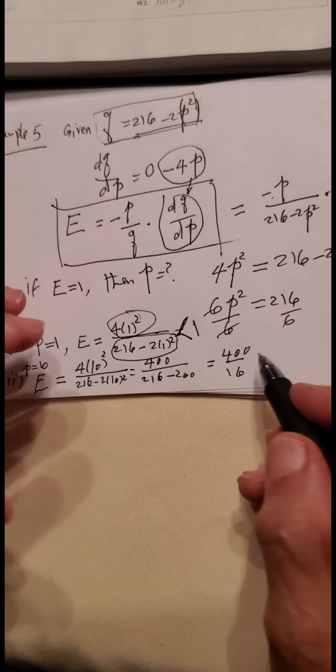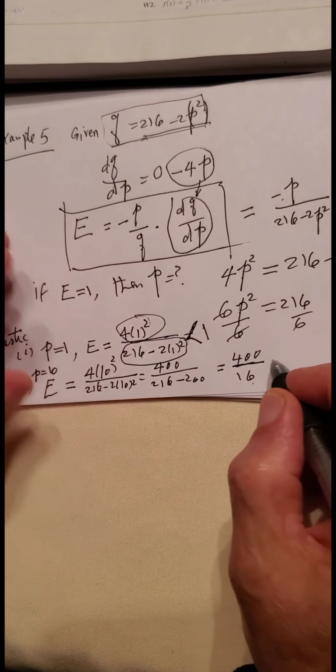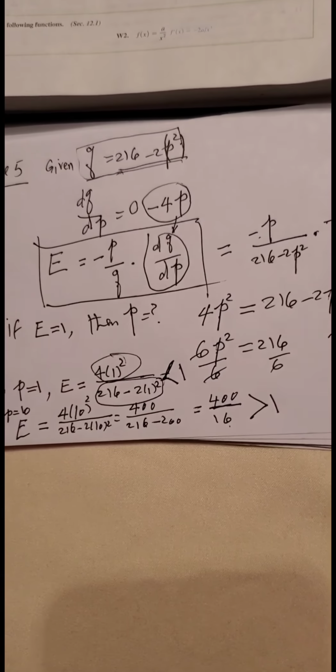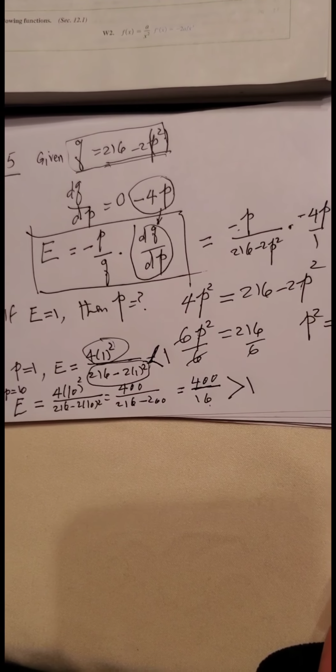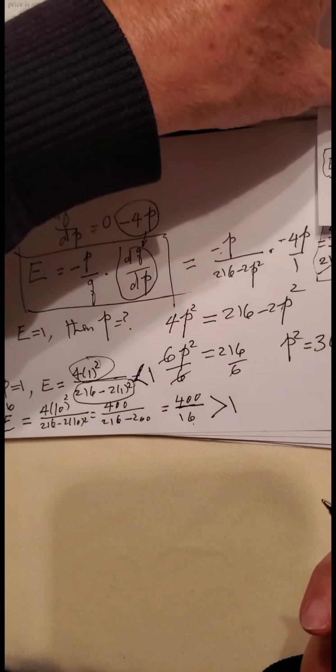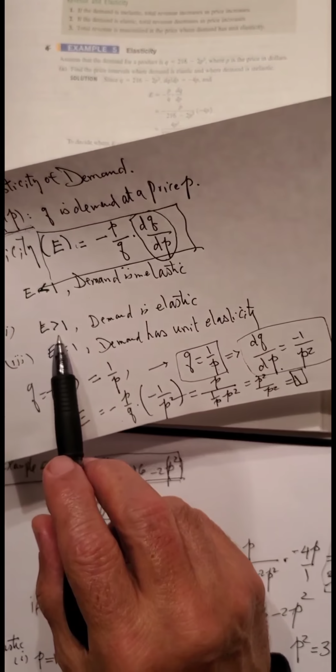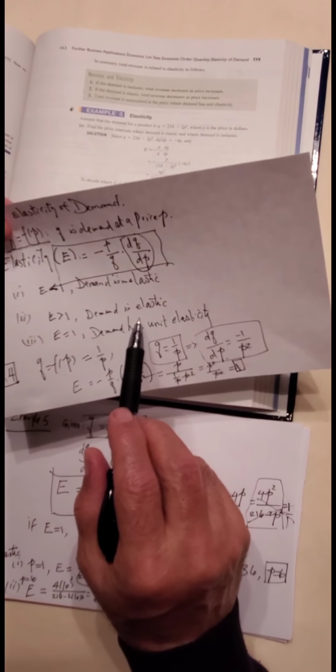So what happens if you have a fraction where the numerator is larger than the denominator? That is bigger than 1. So that's case 2, which means by definition, the second case was when E is greater than 1, then demand is elastic. So demand is elastic, and that's what they were asking for. So we are done. They said find P for which the demand is elastic and inelastic. So that was the result.